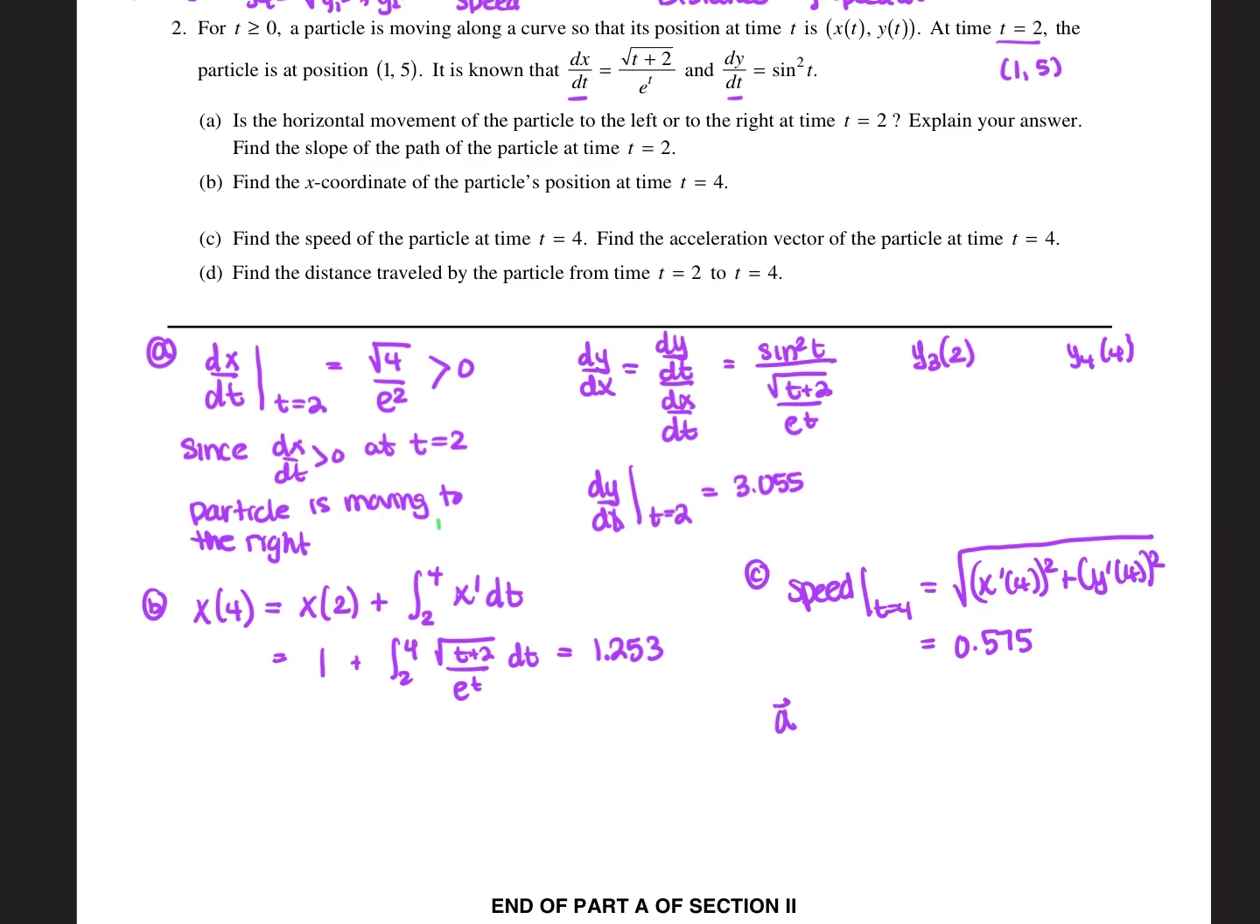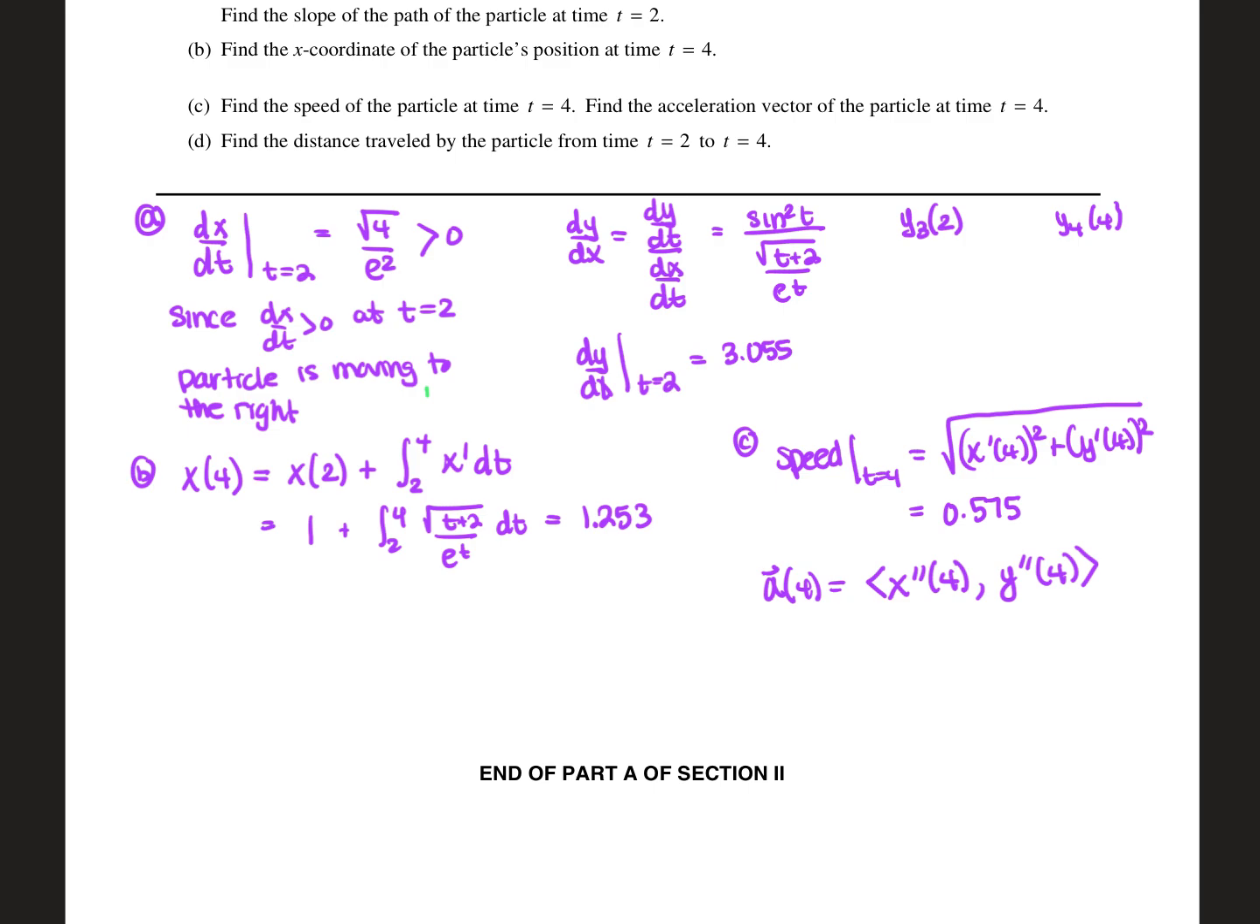It also wants us to find the acceleration vector at time equals 4. So the acceleration vector at time equals 4 is going to be the second derivative of x at 4, the second derivative of y at 4. And again, we have that stored in y1 and y2, so we're just going to take the derivative of both of those in our calculator. So negative 0.041 and 0.989.